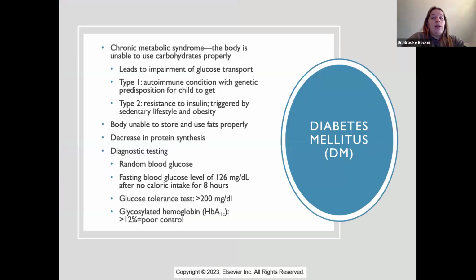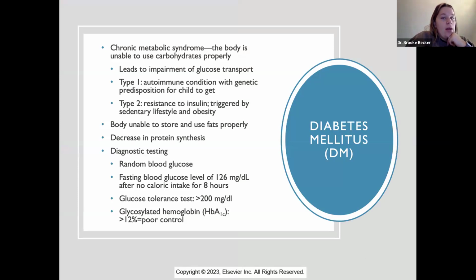Okay. Diabetes mellitus. So remember, this is different than diabetes insipidus. Diabetes insipidus is an issue with vasopressin not secreting enough. This is different. This is with our blood, looking at blood glucose levels. So the body is unable to properly use or break down carbs.